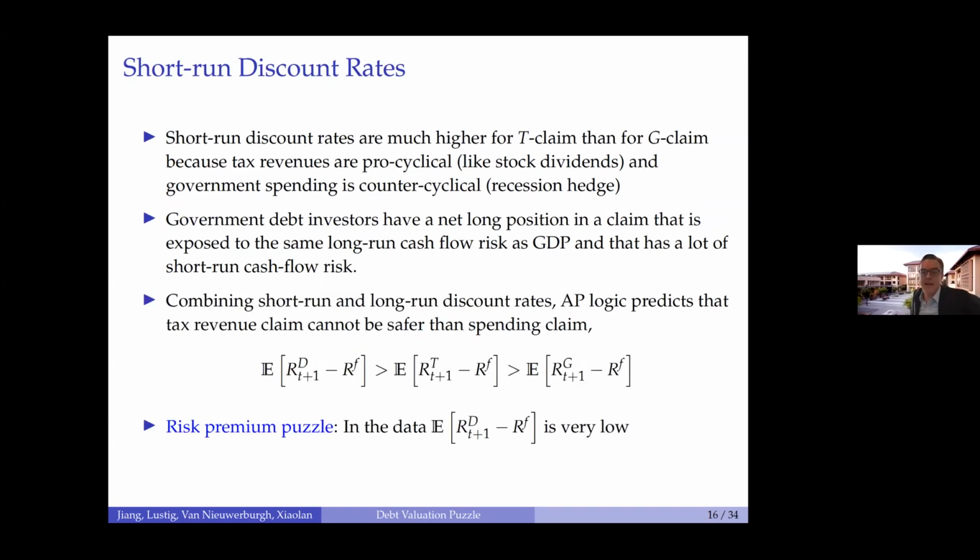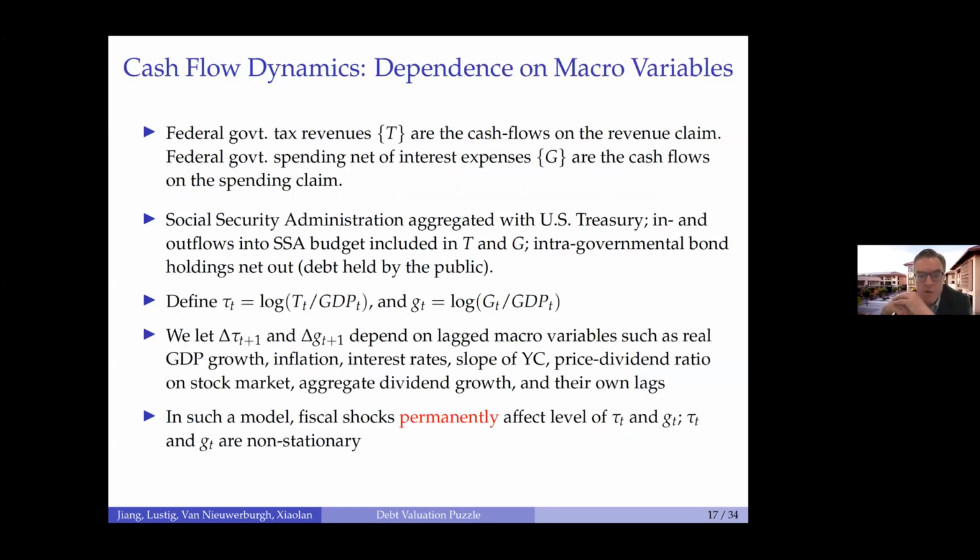Okay, so just to summarize, the short-run discount rates are higher for T than for G, but government debt investors have a net long position in a claim that's exposed to the same cash flow risk as GDP. And so if you put all this together, you end up with the conclusion that the entire claim is actually going to be pretty risky. All these Treasury securities put together are going to be pretty risky, which is obviously counterfactual. So that's the tension we're going to have to struggle with in this exercise.